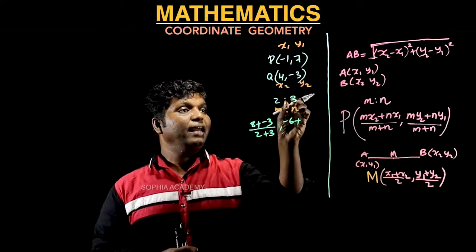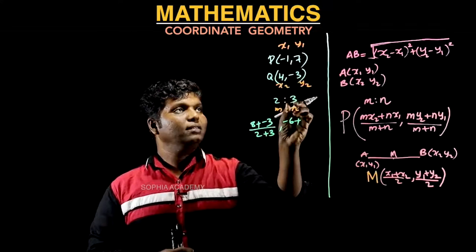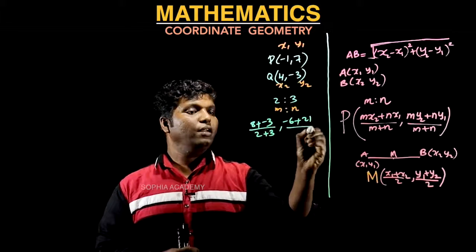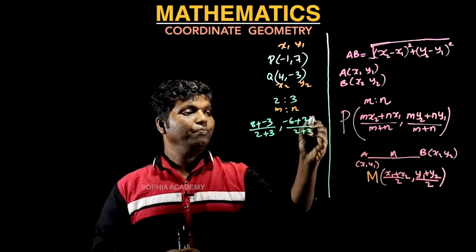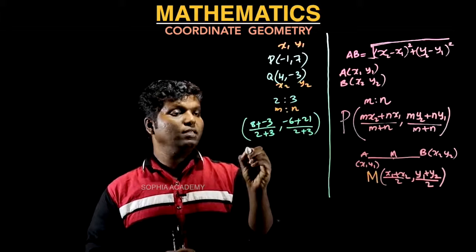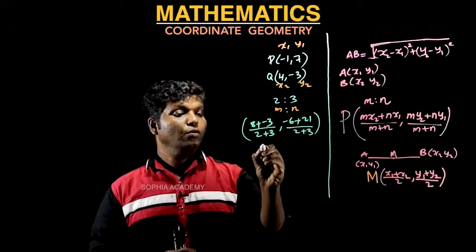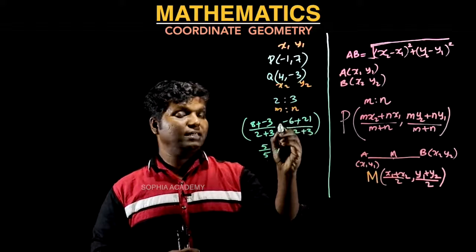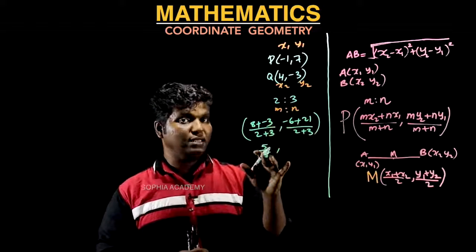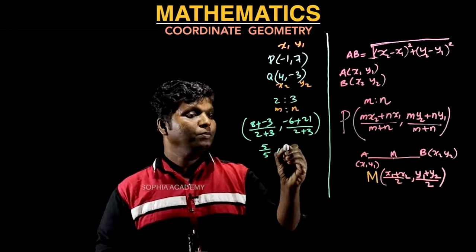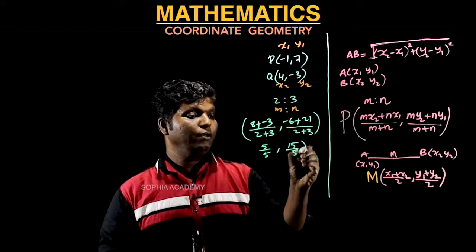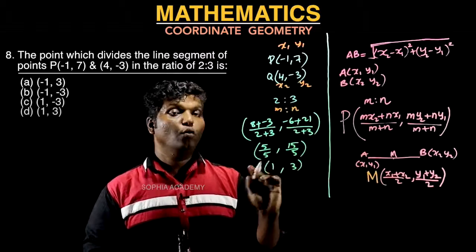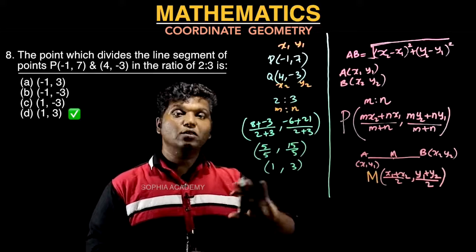Plus, then m is over. Now you have to go with n y1, 3 into 7. 7 3s are 21. Divided by again 2 plus 3 itself. This will be your point. Now tell me, what is this point? 8 minus 3 is 5, so 5 by 5. Here minus 6 plus 21 means 21 minus 6, which is 15. So 15 by 5. 5 by 5 is 1, 15 by 5 is 3. (1, 3) is the answer. So this is the solution.